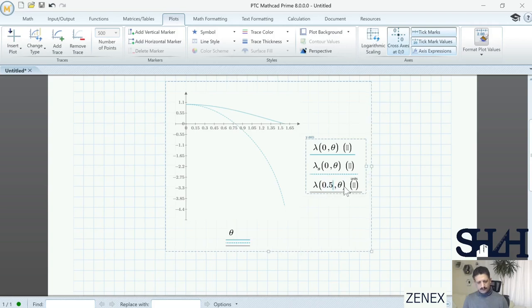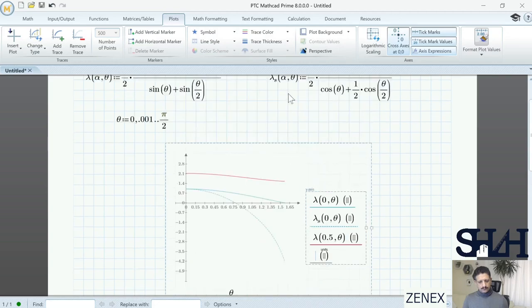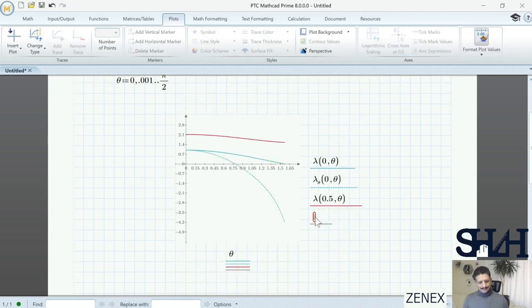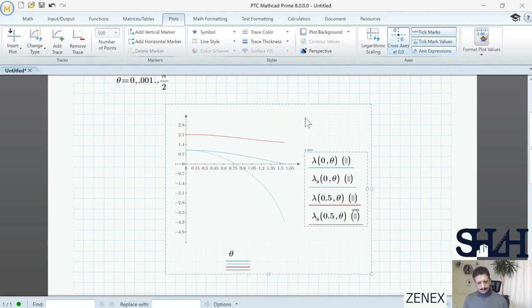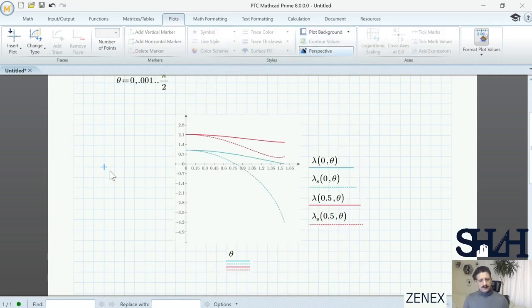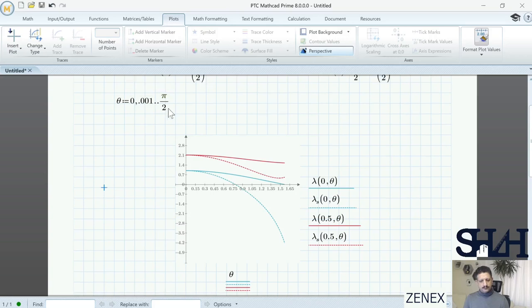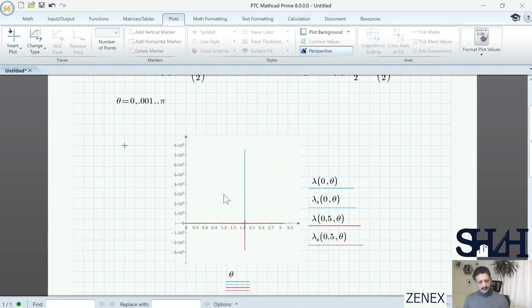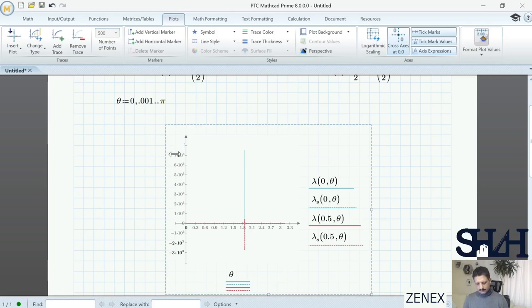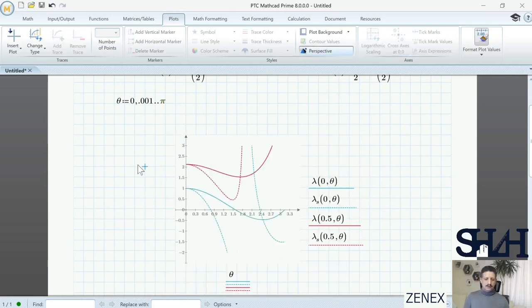Now we can go with 0.5. So here we can see how the behavior is changing. If you want to see it with a bigger domain, so here you can see that with the value of alpha being 0, it is not stable.